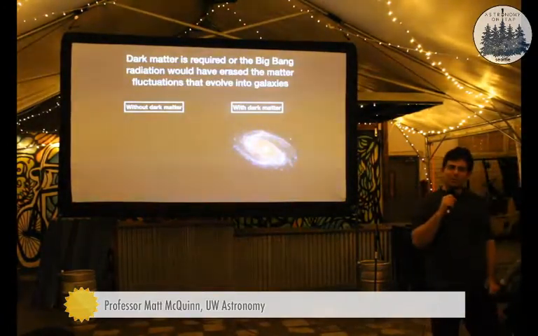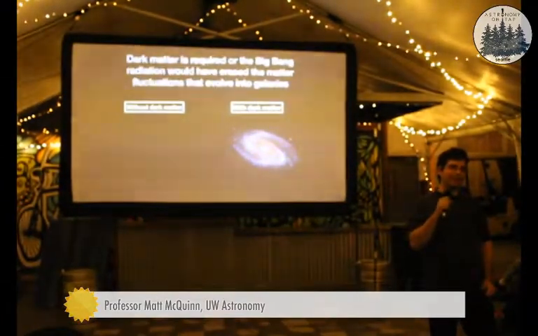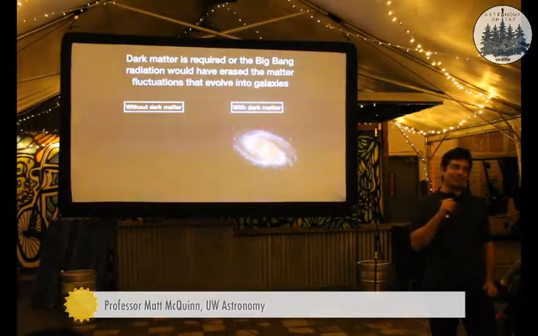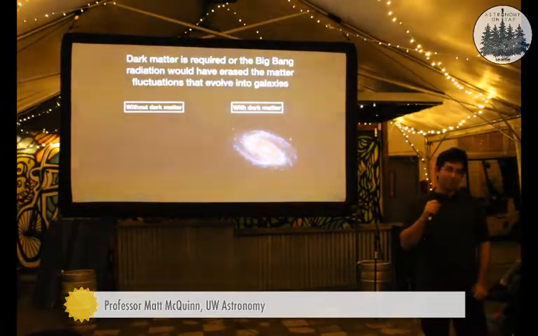It's also true that we would not exist if there wasn't something called dark matter. That might sound really crazy, because we don't even know what dark matter is. We have ideas. It's probably some particle that we haven't yet produced in the lab.